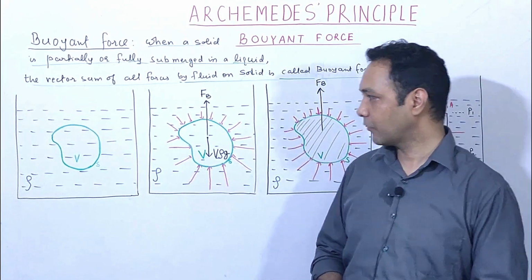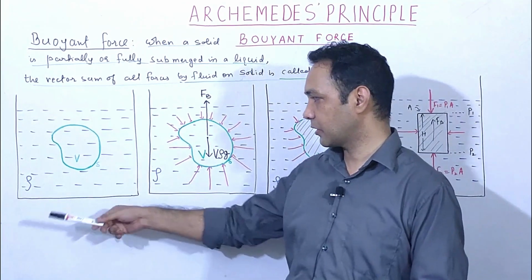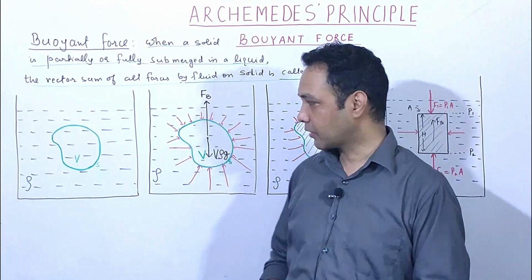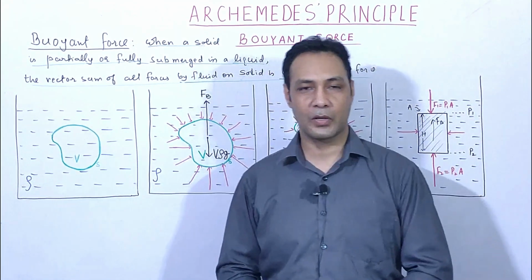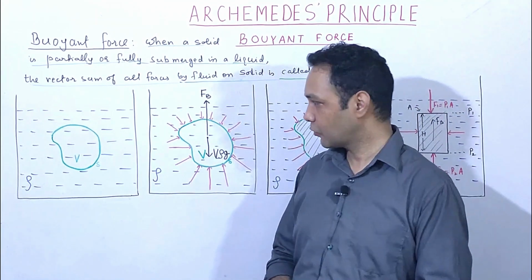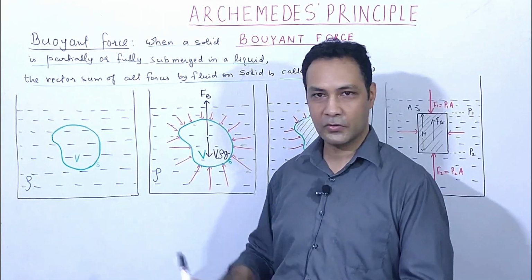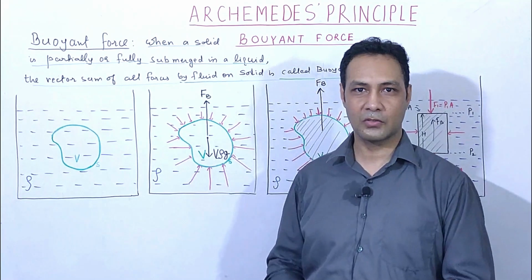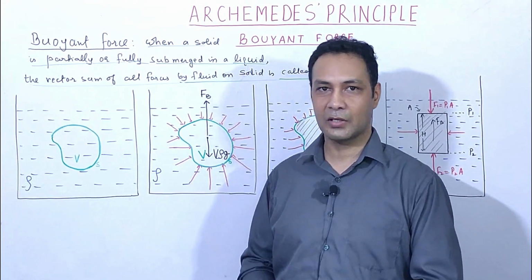So we have a container in which there is a liquid. The liquid has a density rho. The container is static, so every part of this container is in equilibrium. So we have taken an imaginary volume V bounded by a closed surface S of the liquid. Because this whole setup is in equilibrium, this imaginary volume is also in equilibrium.